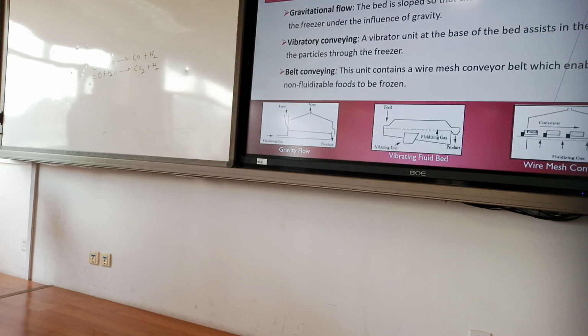And there are three types of fluidized freezer in common use. The first one is gravitational flow. The bed is sloped so that the food material flows through the freezer under gravity.